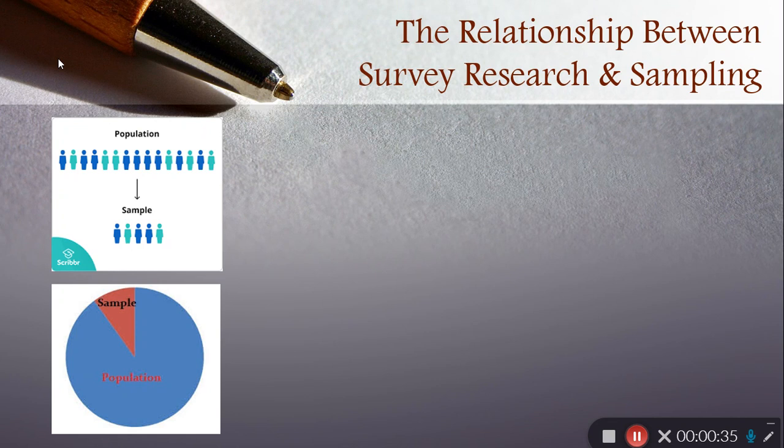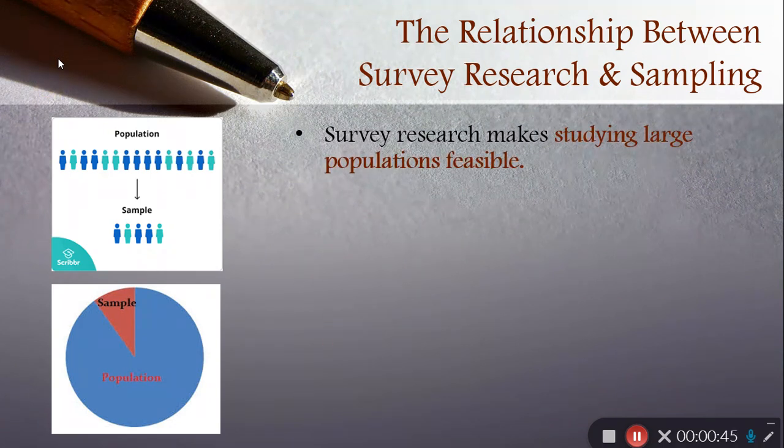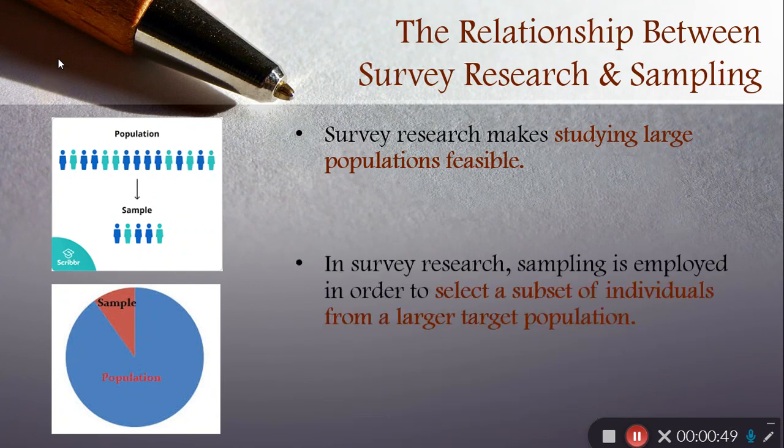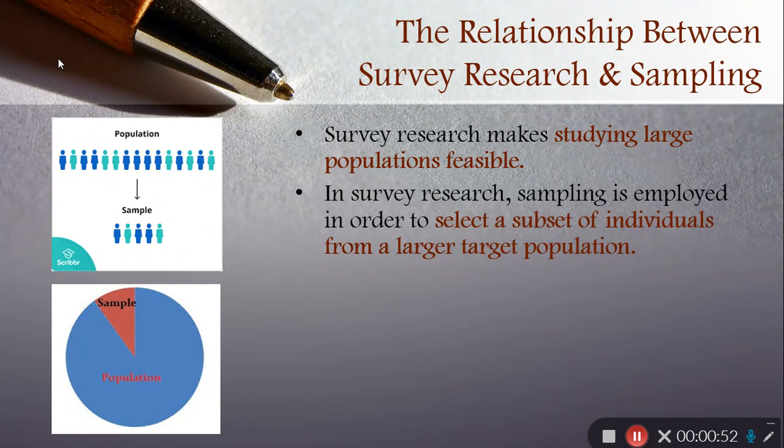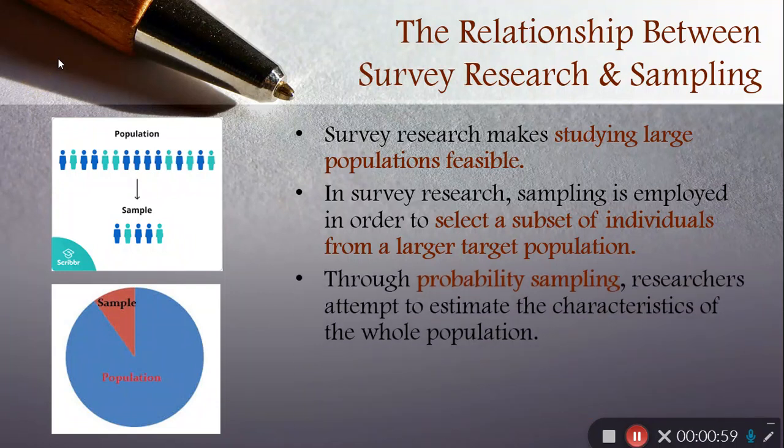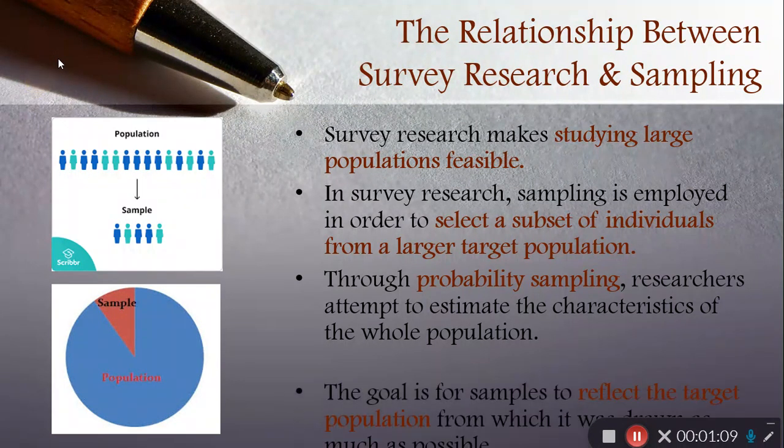I want to begin this discussion by talking about the relationship between survey research and sampling so that you can see how these two topics are interconnected. So first, survey research makes studying large populations feasible, as I just mentioned. In survey research, sampling is employed in order to select a subset of individuals from a larger target population. And it is through probability sampling in particular that researchers attempt to estimate the characteristics of the whole population.